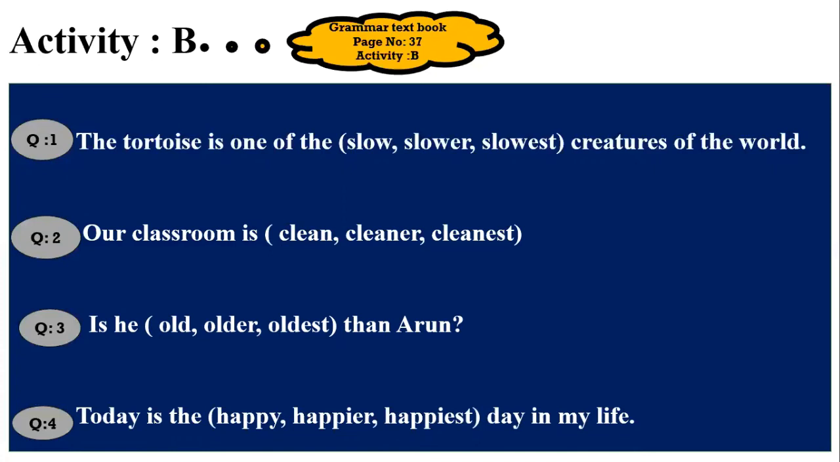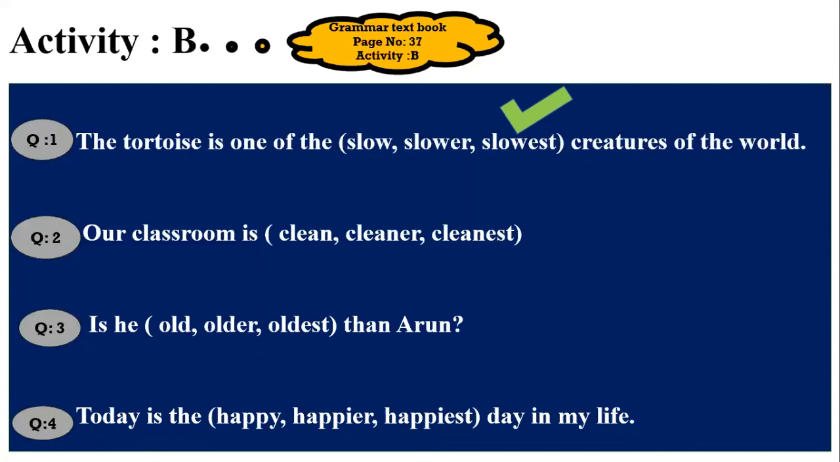Okay, so let's go with the first one now. The tortoise is one of the dash creatures of the world. You're saying one of the, so it is supreme, creatures. One of the, what is it, slowest or slower or slow? Which word is it? It is superlative degree, so that is slowest. The tortoise is one of the slowest creatures of the world.